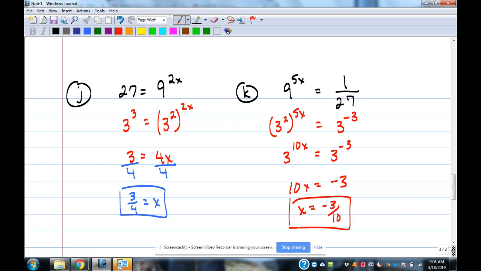Not bad. Just got to think about negative exponents. Anytime it's a fraction in the original equation, you got to know, hey, that's probably going to be a negative exponent. So I got to think about it in that way. Help you out a little bit.